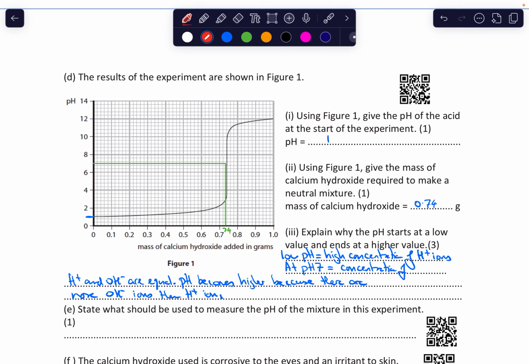In terms of marks, 1 mark for saying that it's H plus at the beginning, 1 mark for saying that the H plus and OH minus are equal, and then 1 mark for saying we get extra OH minus ions at the end. State what should be used to measure the pH. If you're doing this experiment, you would use a pH meter or pH probe.